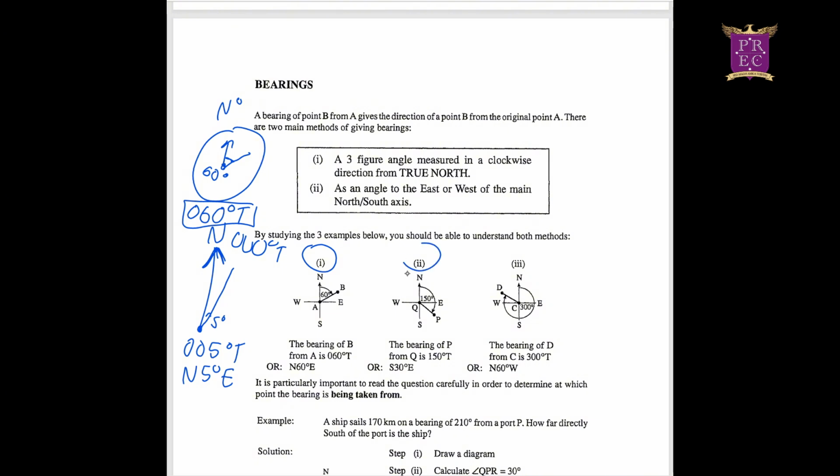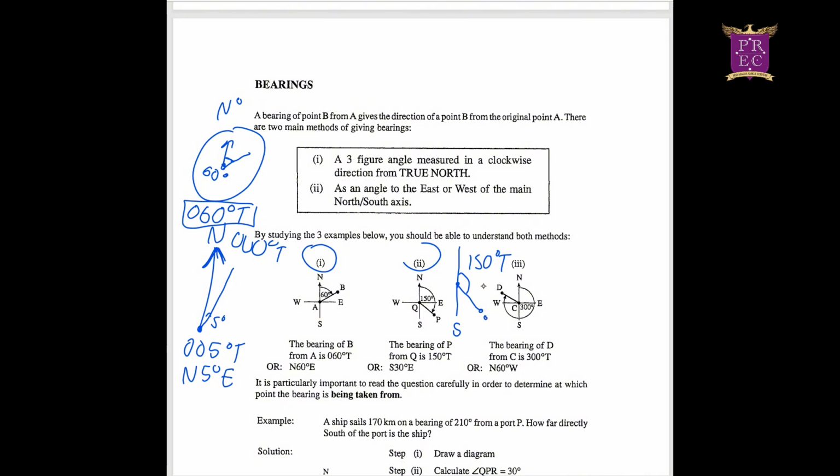Number 2, you're going from the middle, Q to P, right? Say you're here and you're going this way. From north, you need to calculate what this angle is. Over here they've given us that the angle is 150, so we know that it's 150 degrees T, right? But what if you needed to calculate it with reference to south and east? So what you do is you figure out how much from south towards east is this place.